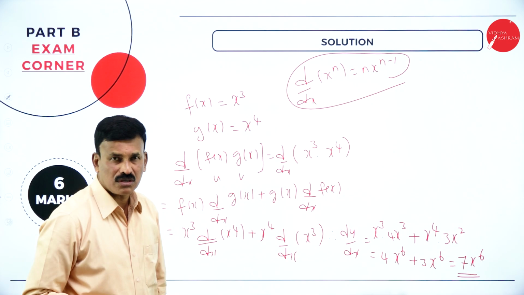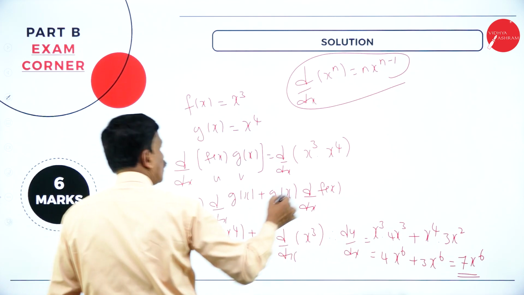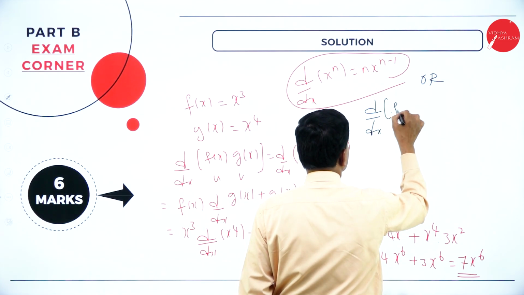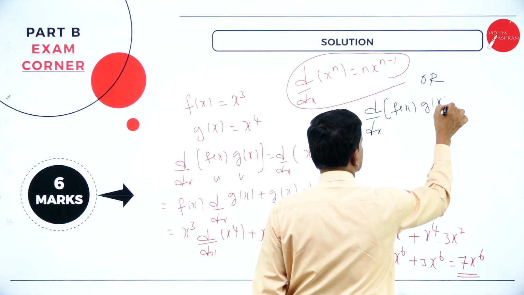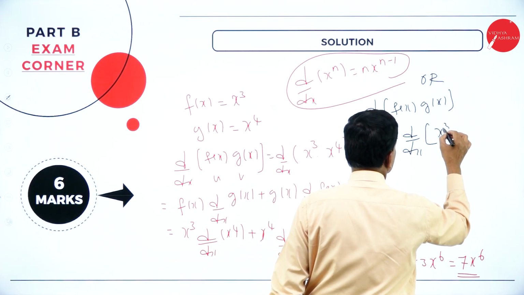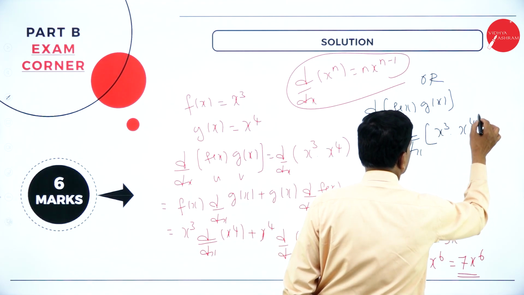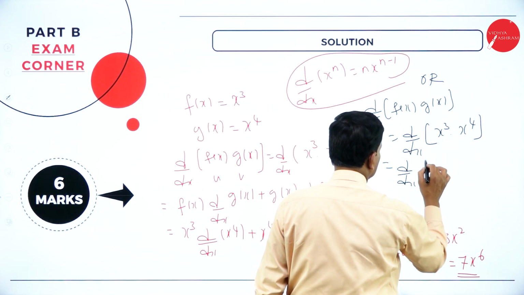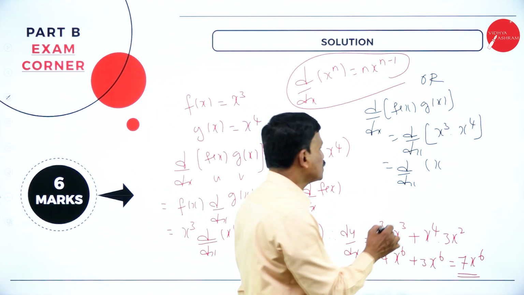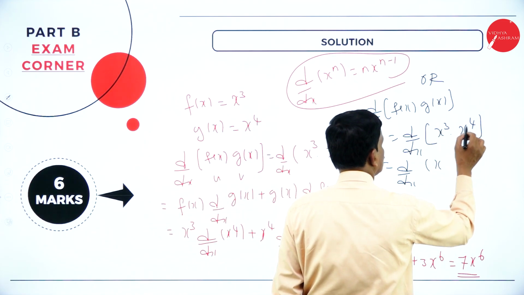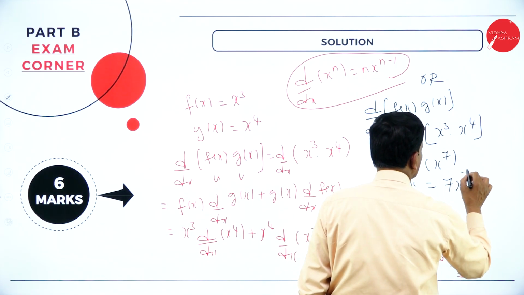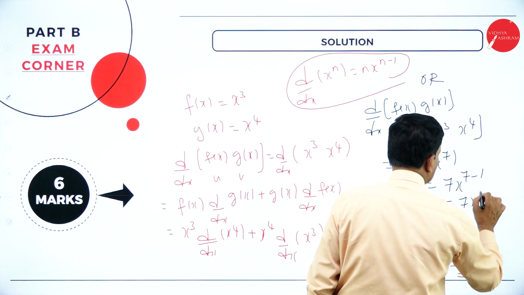This is one method to solve this. Or the other method, the easiest method, you can also solve like this. What is given? D by dx of f of x into g of x. So this is nothing but d by dx of f of x is x cube and g of x is x to the power of 4. So this is d by dx of, you can simplify this. Law of indices, a raised to m into a raised to n is a raised to m plus n. X to the power of 3 into x to the power of 4 is 3 plus 4 is 7. Simplify this. Apply the formula. What is n? N is 7, x to the power of 7 minus 1. That is 7 x power 6.